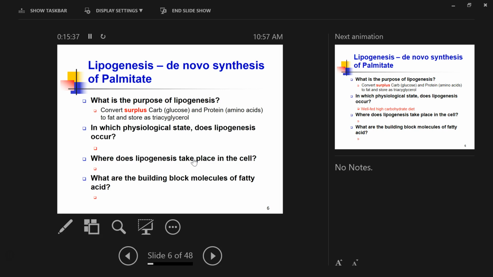And in which tissue, in which physiological state does lipogenesis occur? In the fed condition, right? Particularly when we eat something, a high carbohydrate diet, right? And we convert extra carbohydrate that we don't need, or can't burn, oxidize, into fat. Question, yes.